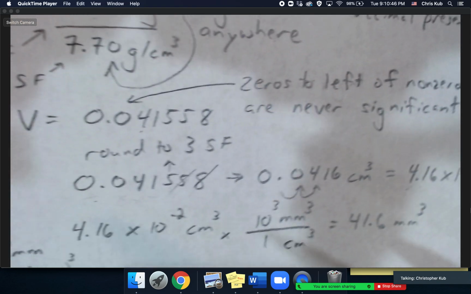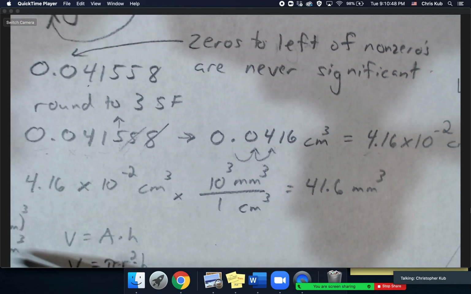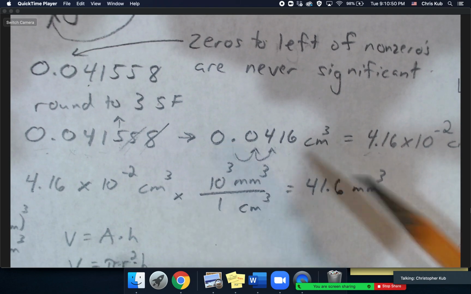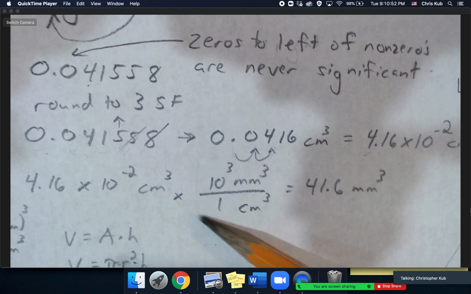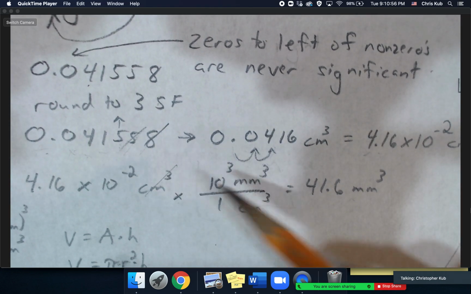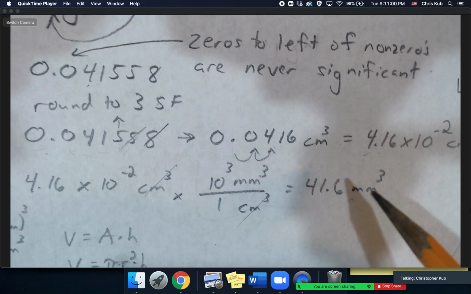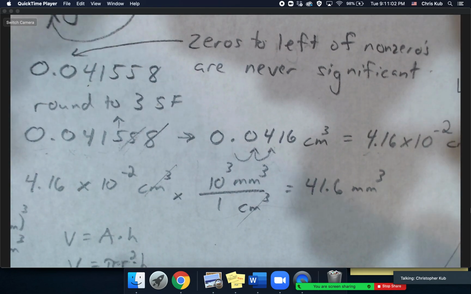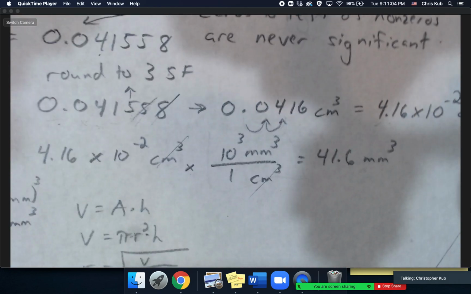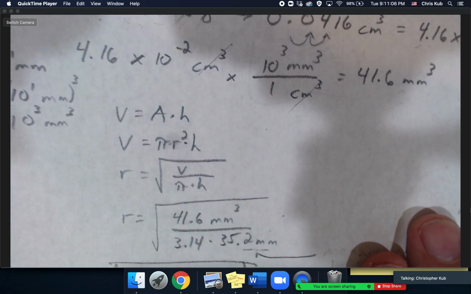So we are able now to use that relationship to convert from centimeters cubed to millimeters cubed using this unit conversion factor. So now the centimeters cubed is on top and bottom, it crosses out, and we're left only with millimeters cubed as our unit. So we can now plug in to find the radius.